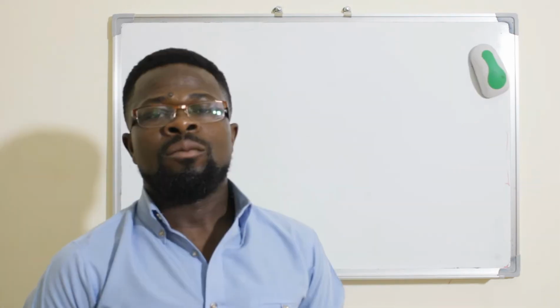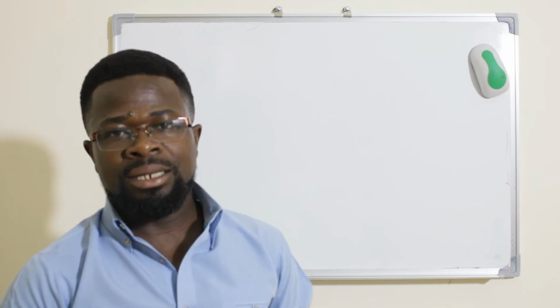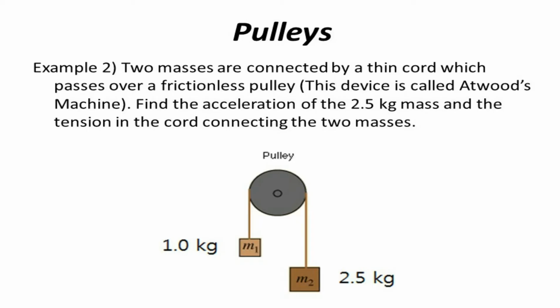Okay, let's look at example number 2. Two masses are connected by a thin cord which passes over a frictionless pulley. This device is called Atwood machine. Find the acceleration of the 2.5 kg mass and the tension in the cord connecting the two masses.